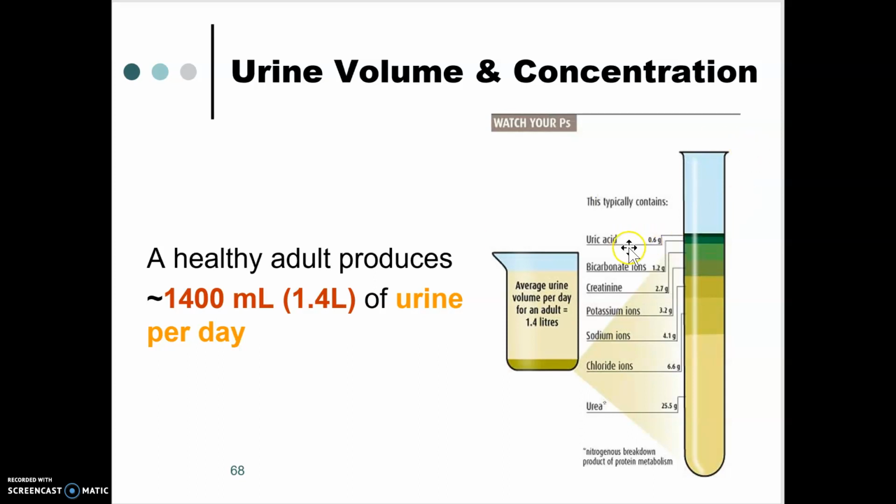And if you look up here, you can see some of the composition. Most of what's excreted is urea. Then you'll see chloride ions, sodium ions, potassium ions, creatinine, bicarbonate ions, and finally uric acid. Now, this is what the chemical composition is going to be. Most of this is going to be made up of just water. So the little tiny green spot in the bottom of the beaker here is what this is made up of, and the rest of that is water that we've excreted.